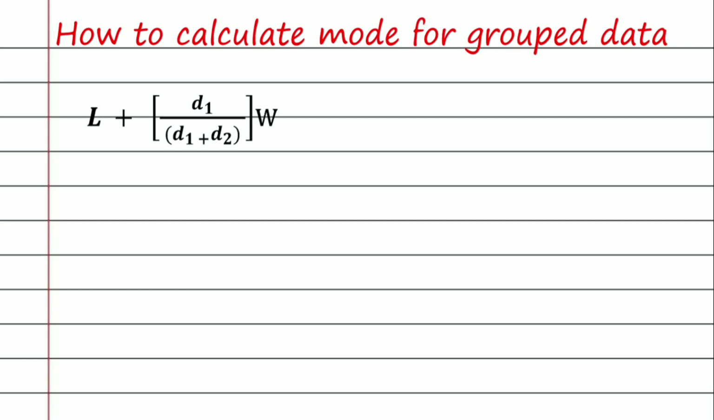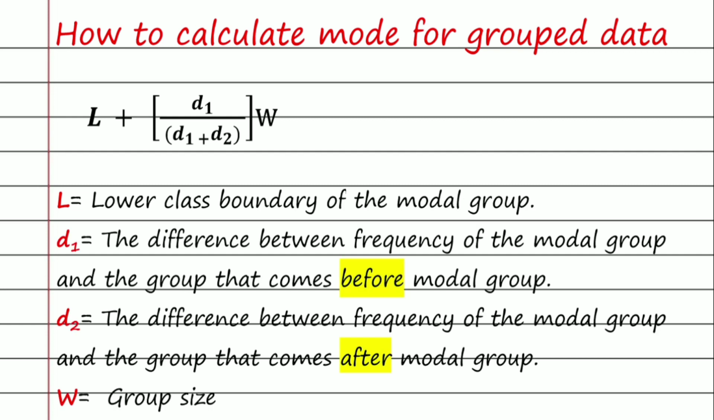whereby L represents the lower class boundary of the modal group. D1 is the difference between the frequency of the modal group and the group that comes before the modal group. D2 is the difference between the frequency of the modal group and the group that comes after the modal group. And W is the group size.